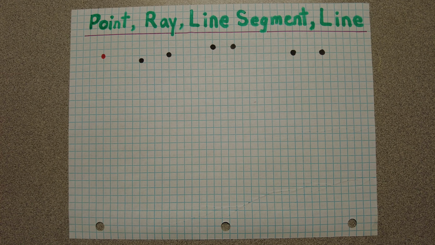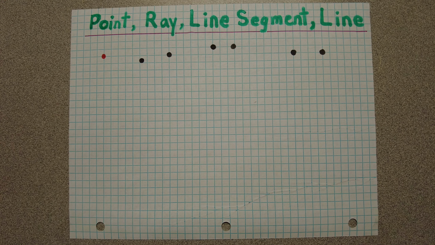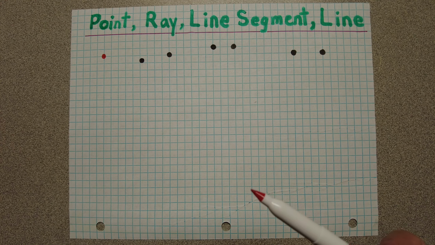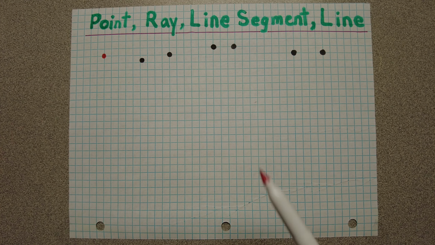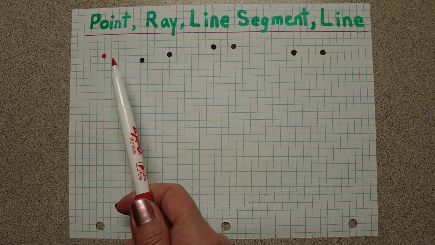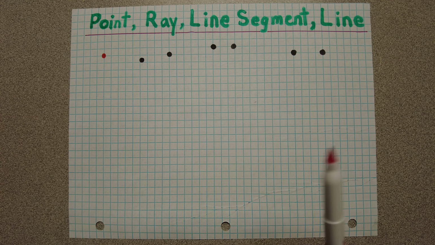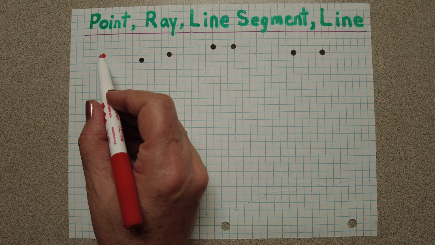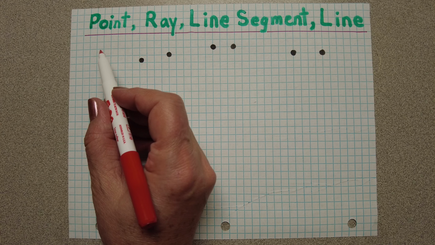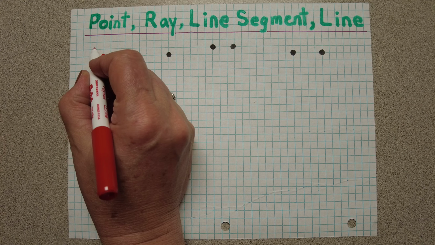Hi everyone. In this lesson, we will learn some important geometry elements, vocabulary that we're going to use when we solve geometry problems. The first one is point, then ray, line segment, and line. Let's start from a point. A point has no size or shape, it just has a position. Let's say we have this point and we name it point A.